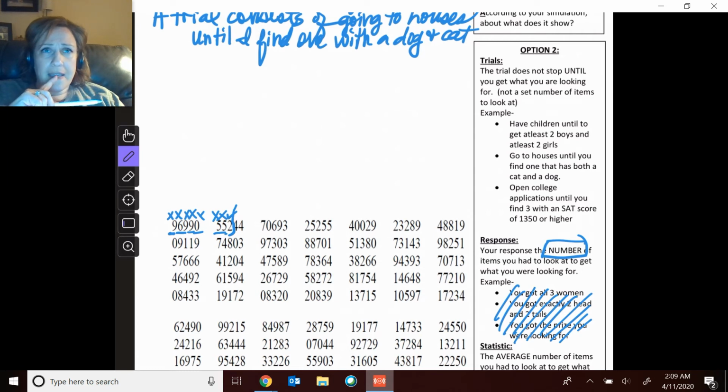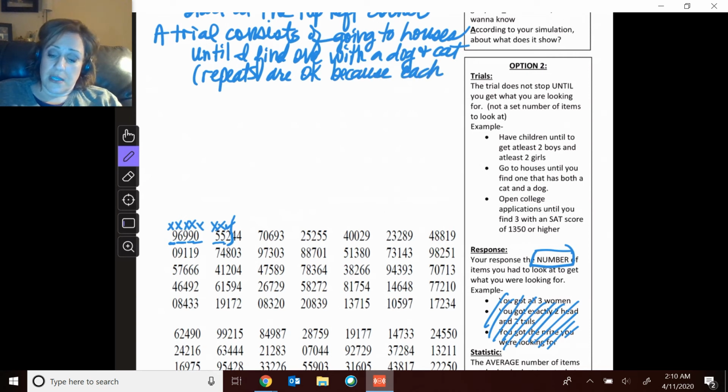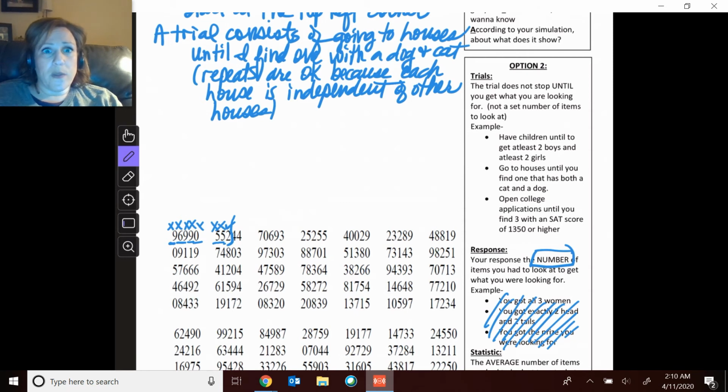And is that okay? Because every time I go to another house, does it matter what the other house in front of it had? Okay, so I think that it doesn't. So what I am saying then is that repeats are okay because each house is independent of the other houses. And so when they're independent and one's not affecting the other, then repeats are okay.